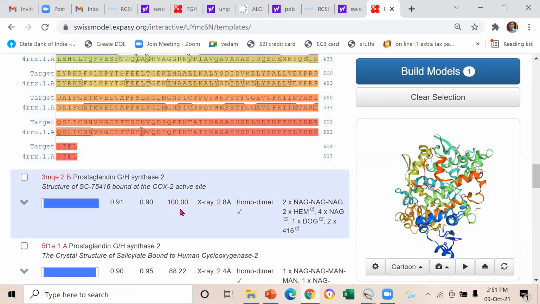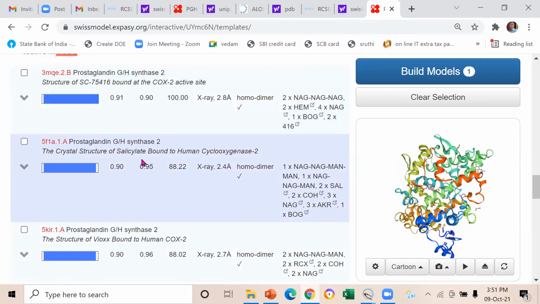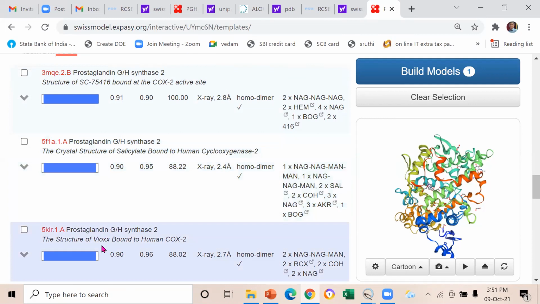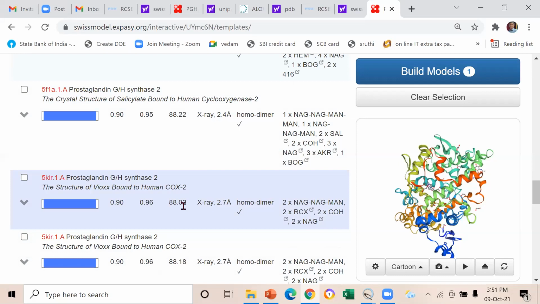Okay, this is one compound called SC754. It does not have a name, bound to this enzyme cyclooxygenase 2. This is a salicylate, just like, after all, aspirin is acetyl salicylic acid. Salicylate bound to human cyclooxygenase 2 enzyme. So you have a sequence similarity of 88%. Vioxx. Vioxx is that drug bound to the cyclooxygenase 2 enzyme. And it has got a sequence similarity of 88%.